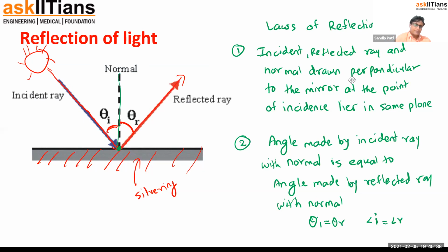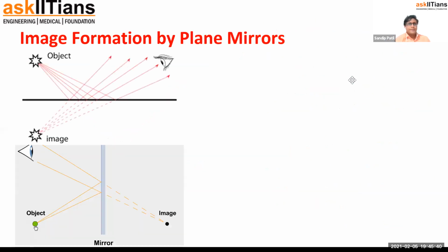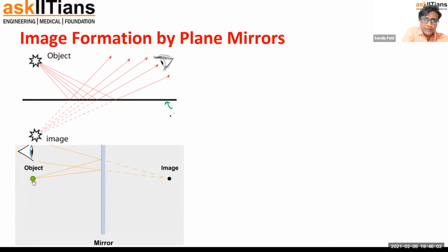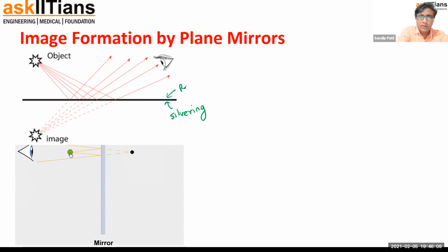Next slide. So next we have image formation of mirror. I told you that if you know these laws, the second law is very important, that theta is the same, then only we can find out the image. So let's see how the image of the object is formed. Now this is the plane mirror. Plane mirror means obviously this is the silvering part, right? So this is the reflective part.